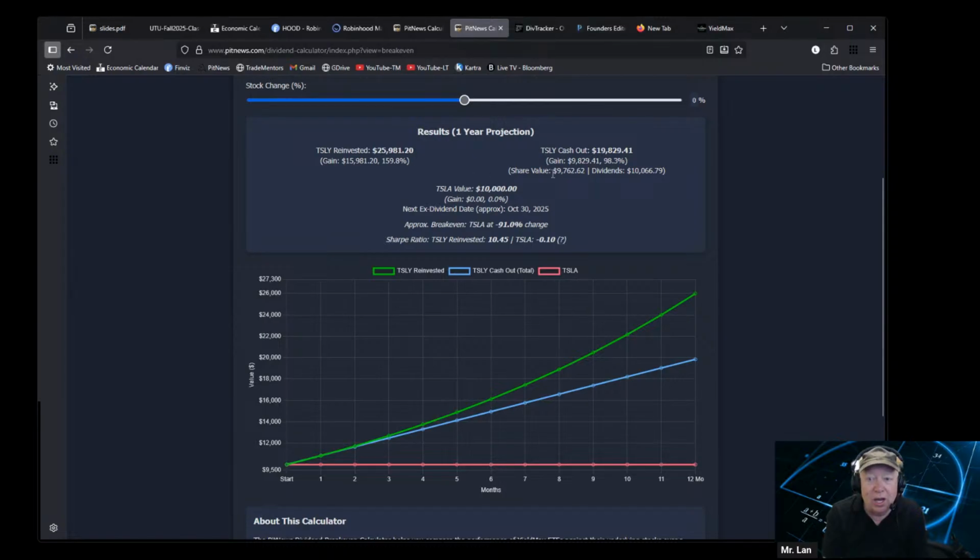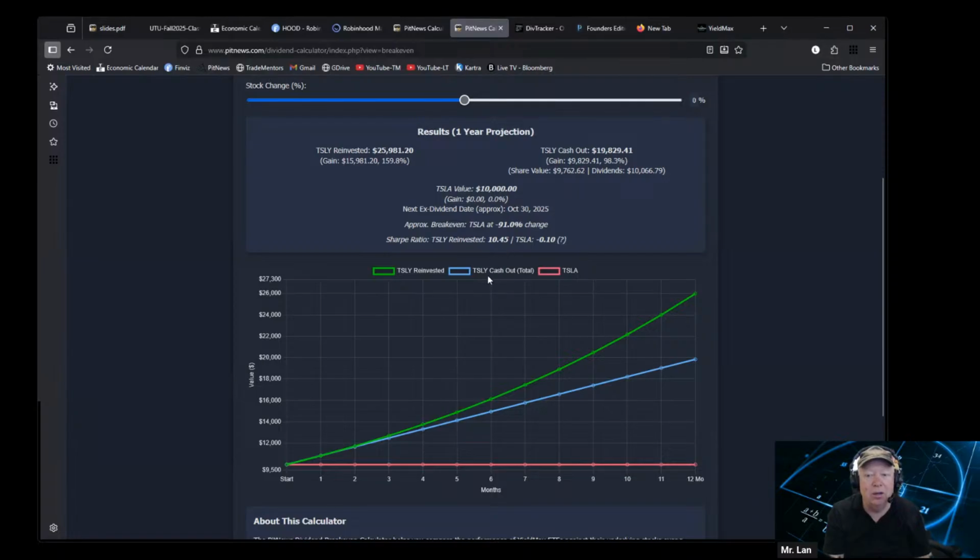So this is a calculator that shows you how much right now. It says for 1 year, all 12 months, Tesla, we have $10,000 in there, made absolutely nothing. You bought it for $1,000, and at the end of 12 months, it's still sitting at $1,000. You made nothing, zero. All right, does that make sense? Everybody's on board. But what did TSLY do in the same period of time?